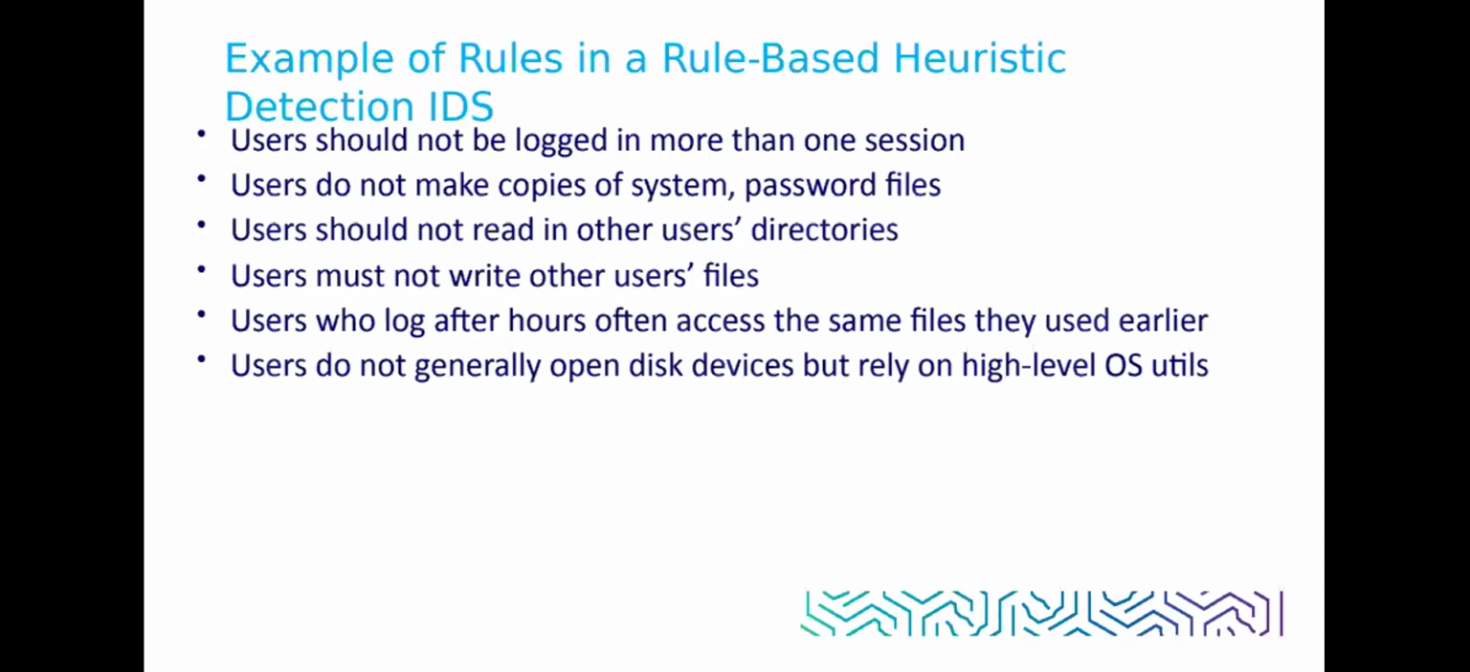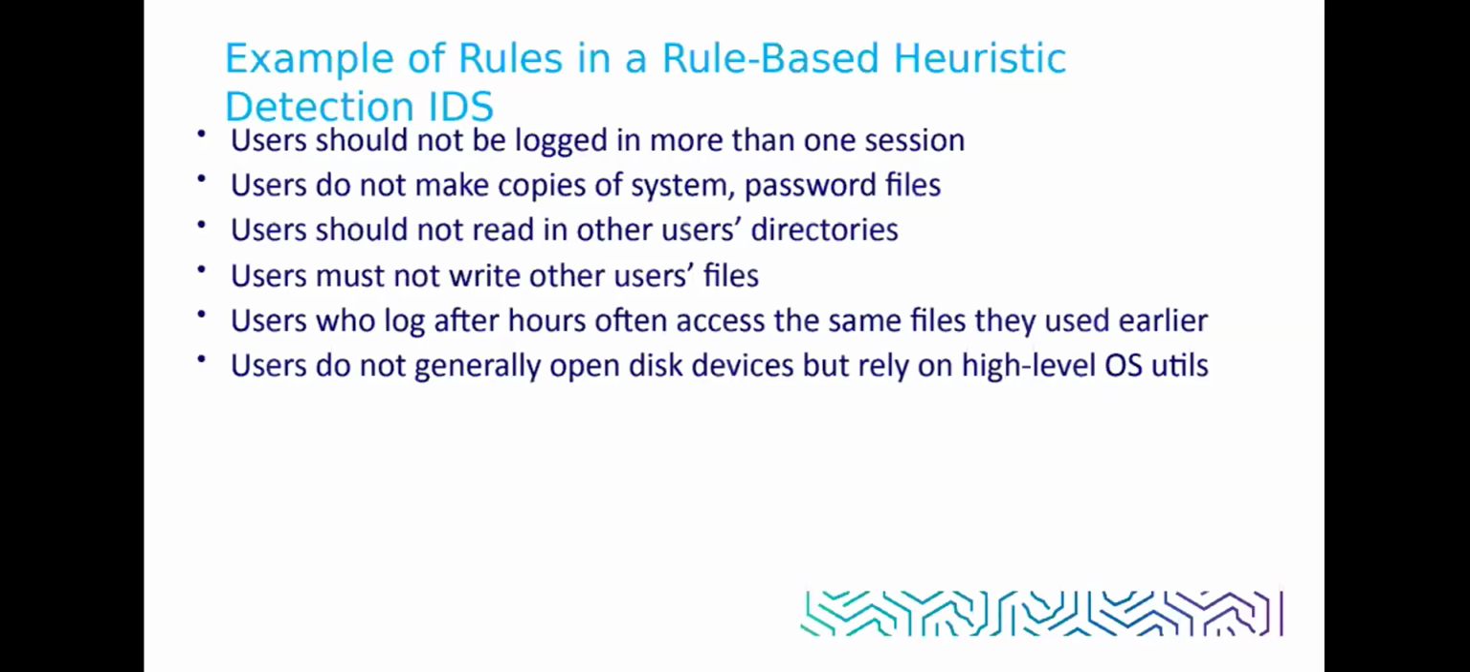Then, system files. Users do not make copies of system or password files. For example, operating system configuration files, security configuration files, password databases. These files are highly sensitive. Why? Attackers often try to copy these files because they may contain valuable information useful for future attacks. And rule 3, the user should not read in other users' directories. Each employee should normally access only the files that they are authorized to use. Reading another user's private directory without authorization is going to be suspicious.